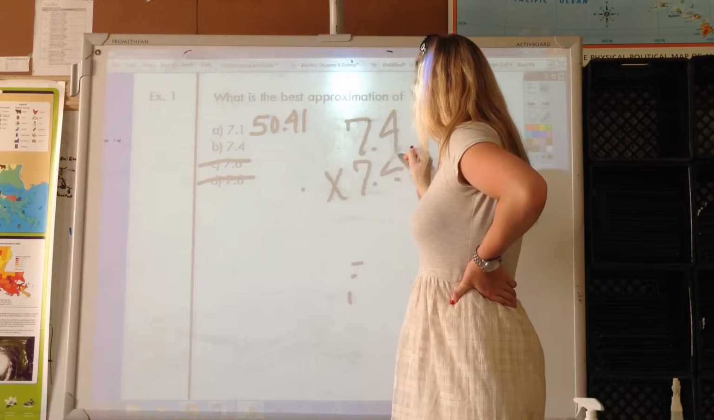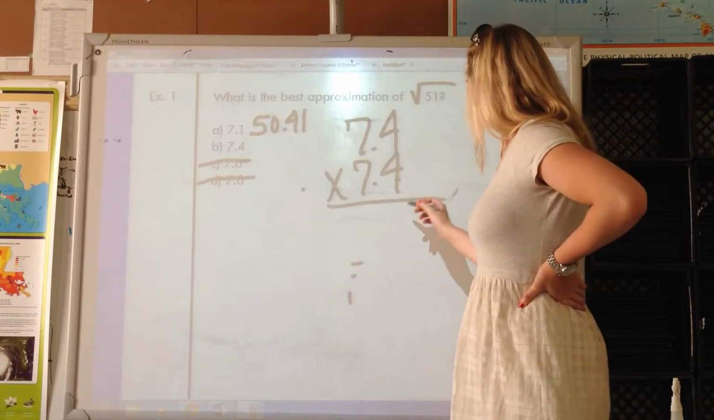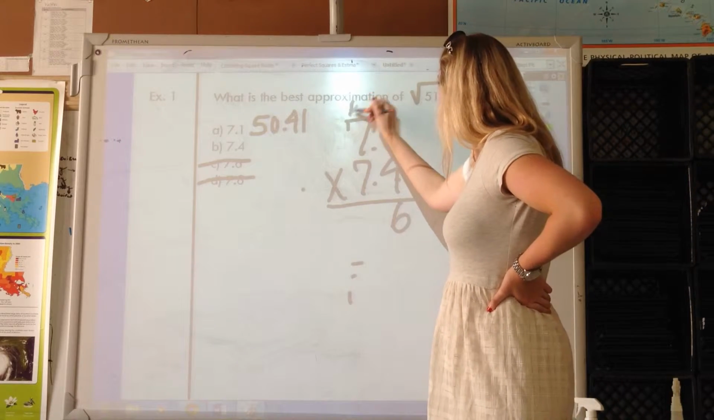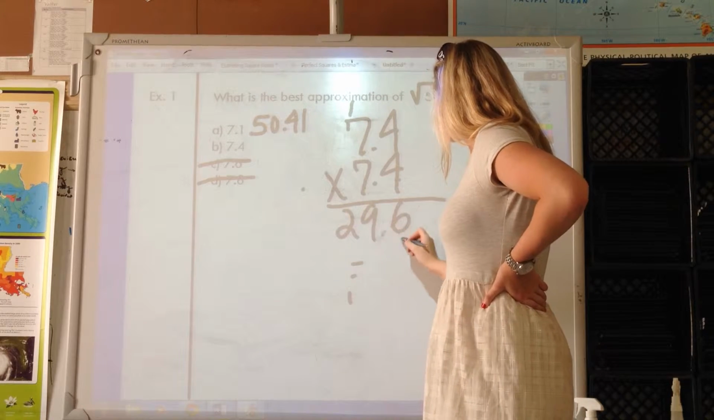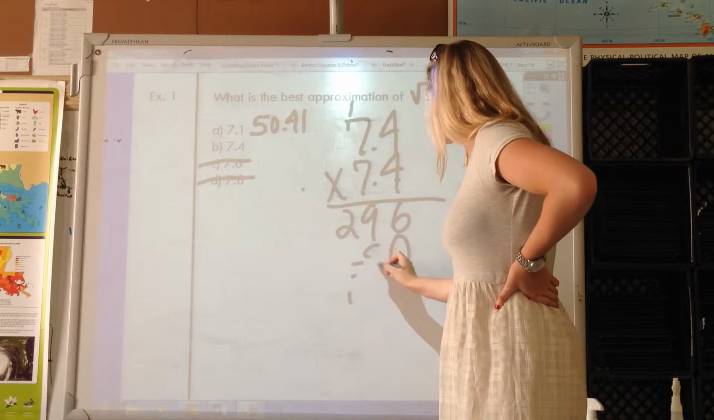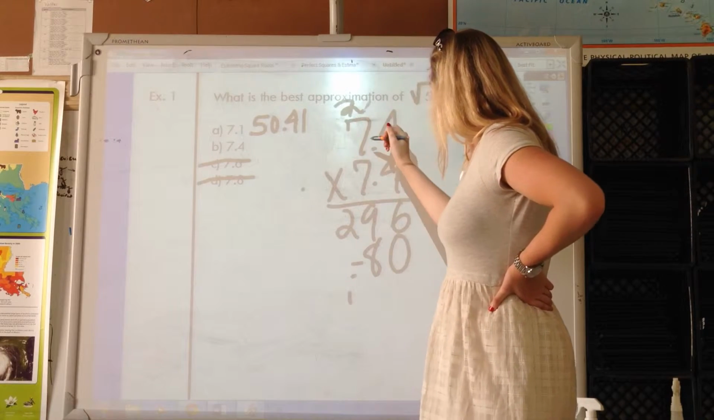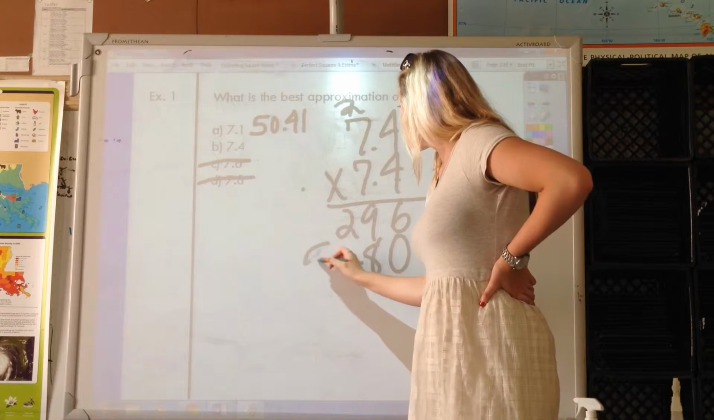7.4 times 7.4. Again, I ignore my decimal until the end. 4 times 4 is 16. Carry my 1. 7 times 4 is 28, which gives me 29. 0 placeholder. 7 times 7. 7 times 4 is 28 again. And then 7 times 7 is 49. 51.